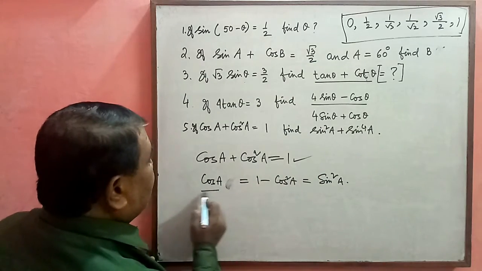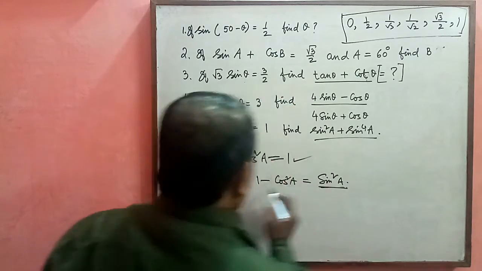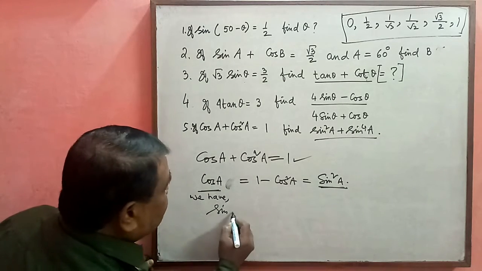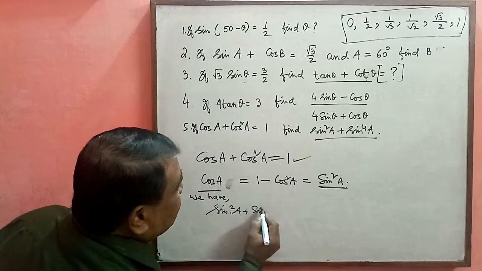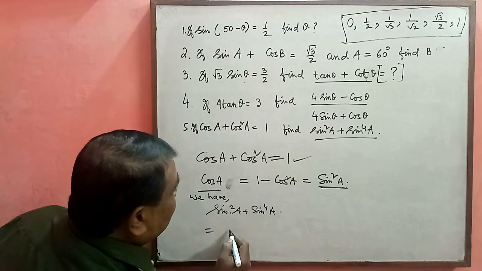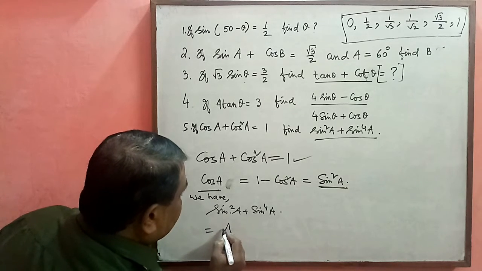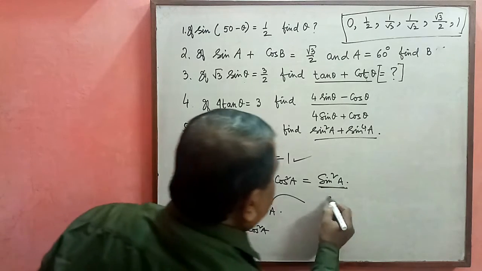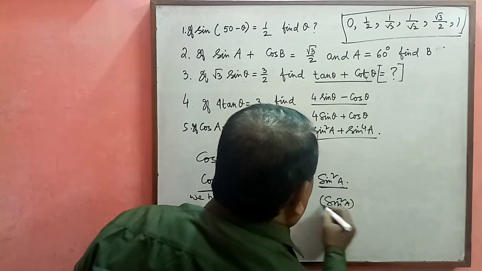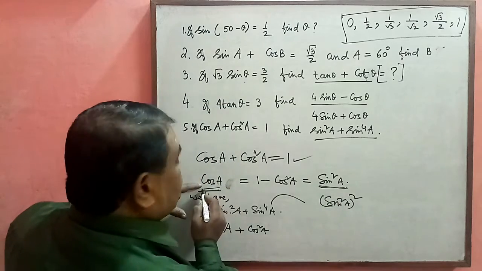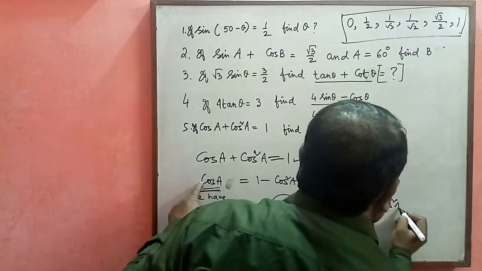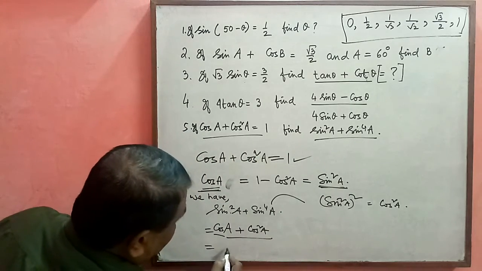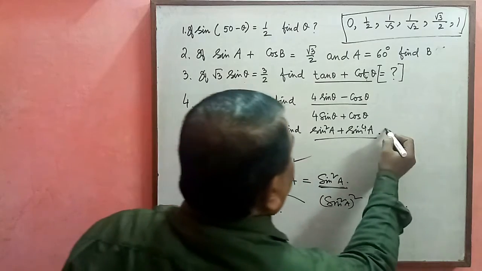Now instead of sin square A, here we can put cos A. Now sin square A plus sin to the power 4 A is equal to cos A plus cos square A. Because this sin to the power 4 is sin square A whole square, and sin square A is 1 minus cos A, so this is cos square A. So now cos A plus cos square A, this is already given as 1, so the value of this one is 1.